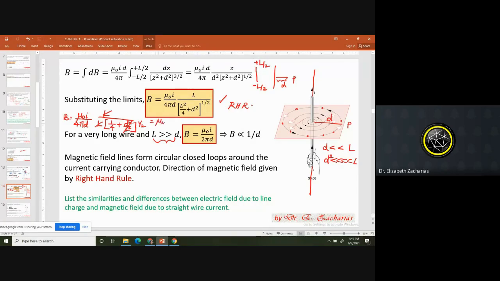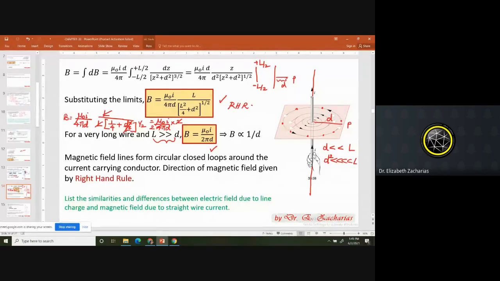It becomes mu naught I by 4 pi D into 2. Okay, the under root of 1 by 4 is half. So this half in the denominator will become 2 in the numerator. So this 2 and this 4 will give you this. That's how you end up getting mu naught I by 2 pi D. I'm sure this is an expression you have all studied.